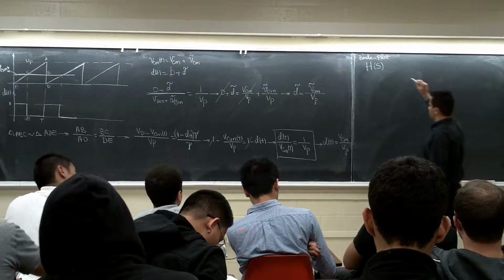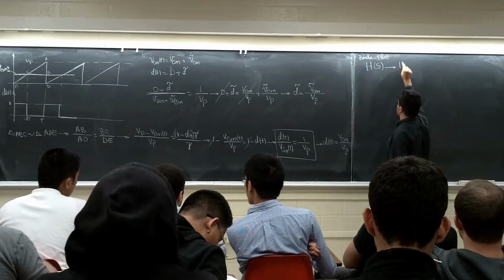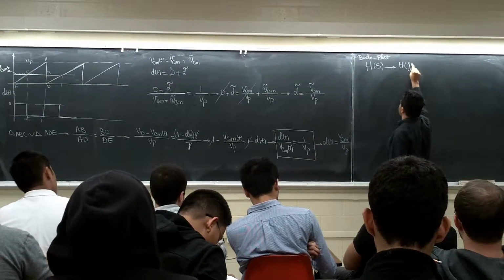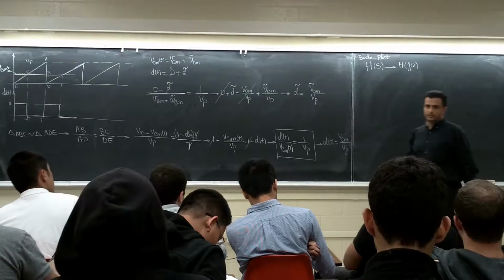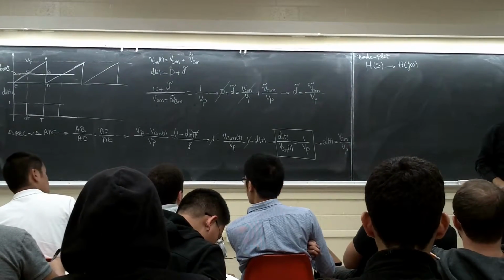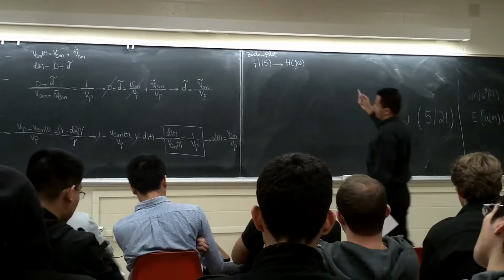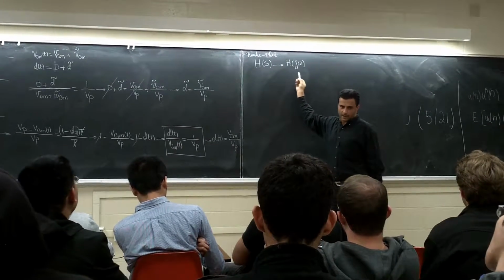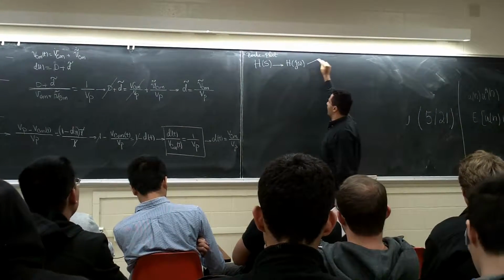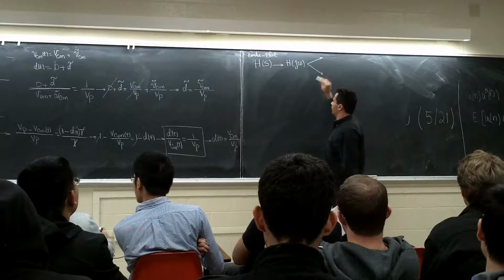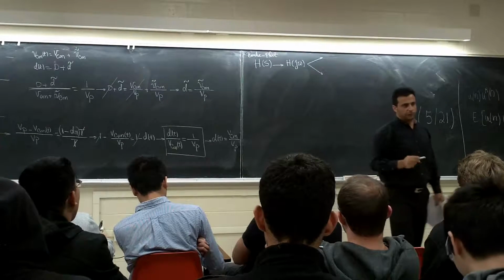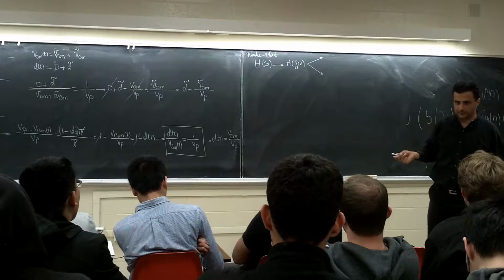So if you change s to j omega, right? This is a complex number, so it's going to have a magnitude and it's going to have a phase, right? They call it the phase. That's the phase of this system.